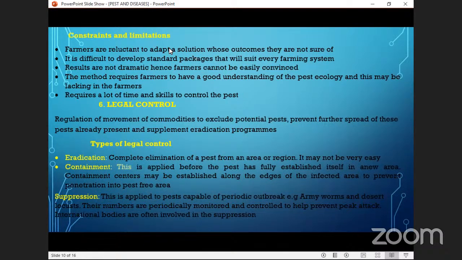You read the constraints and limitations. Farmers are reluctant to adopt a solution whose outcomes they are not sure of. It is difficult to develop standard packages that will suit every farming system. Results are not dramatic, hence farmers cannot be easily convinced. The method requires farmers to have a good understanding of the pest ecology, and this may be lacking in the farmers. It requires a lot of time and skills to control the pest.